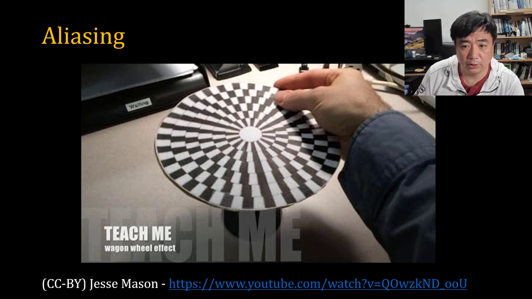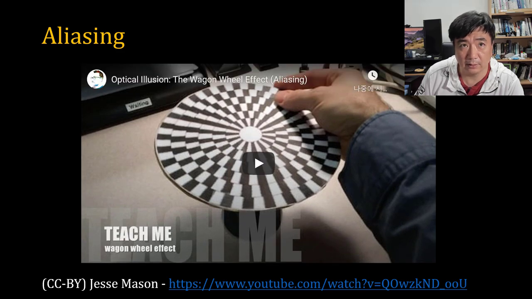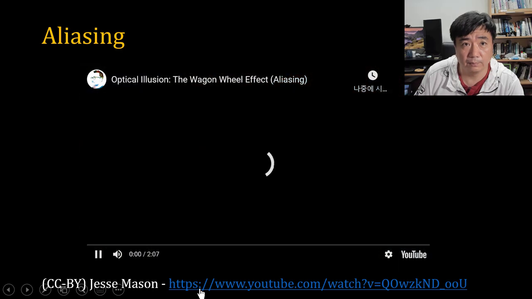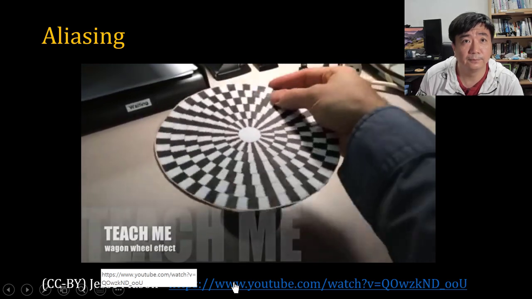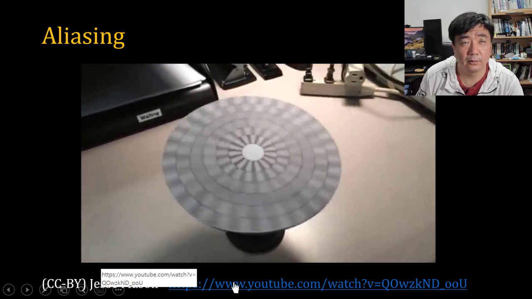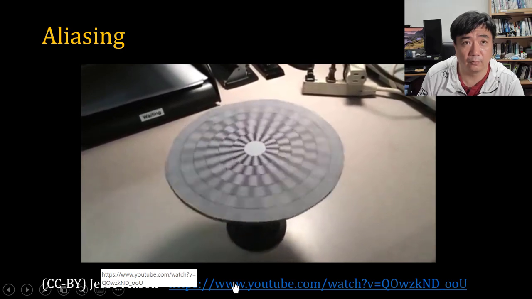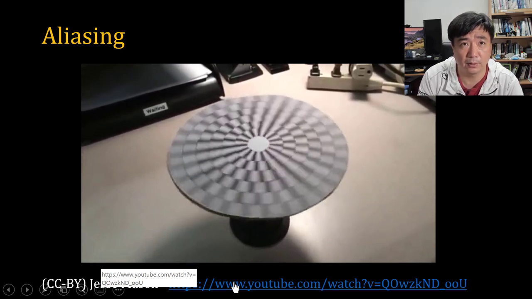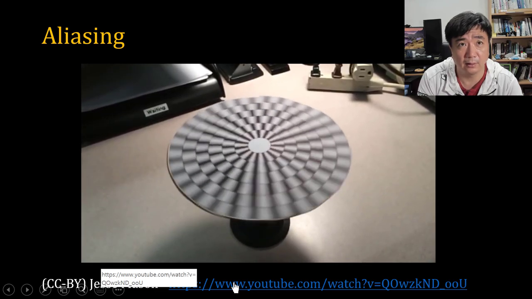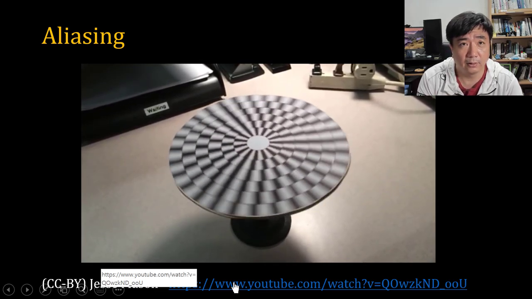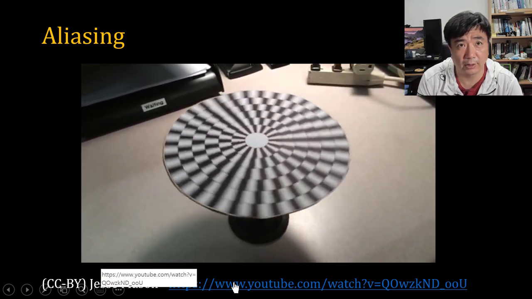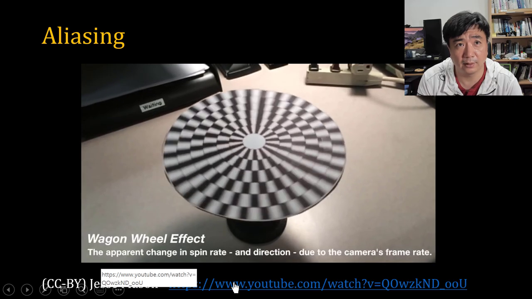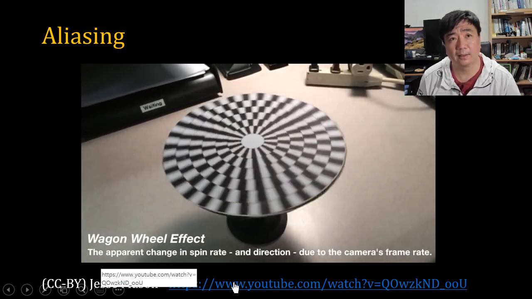Okay, this is a short video about showing the aliasing. The URL is in the bottom line, then you can test it if the video quality is poor. The board is rotated clockwise, but we can see that something inside of the board is rotating at a different speed or in a different direction. So we can call it the aliasing.